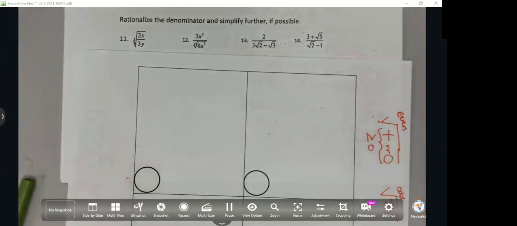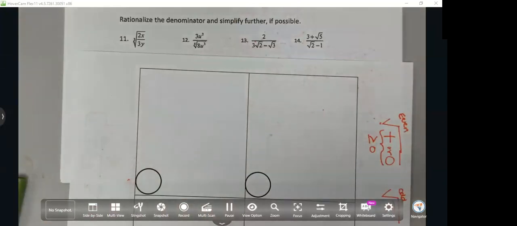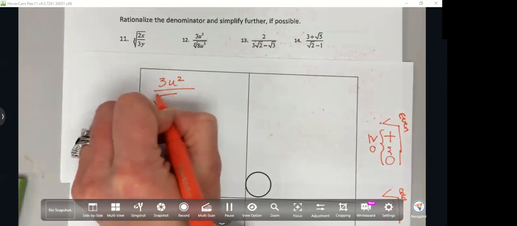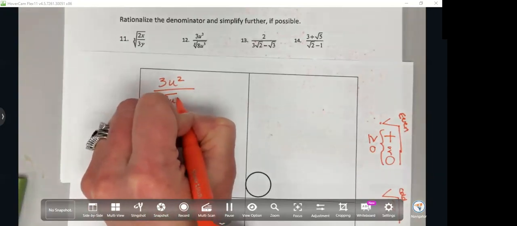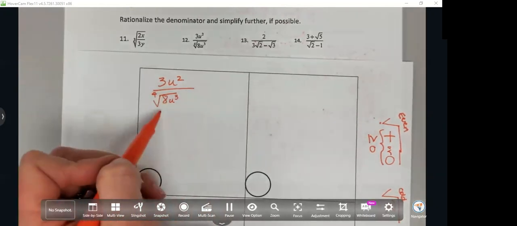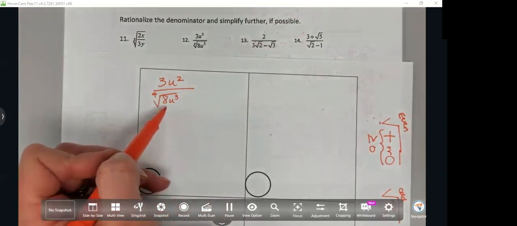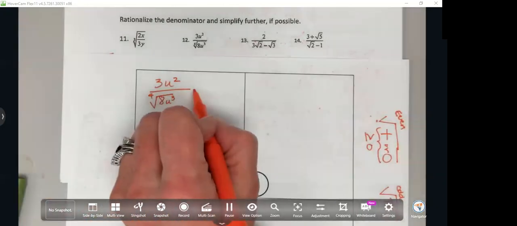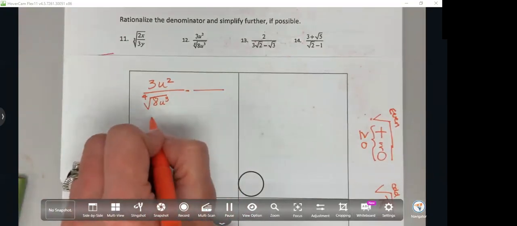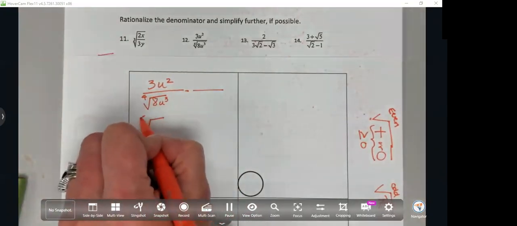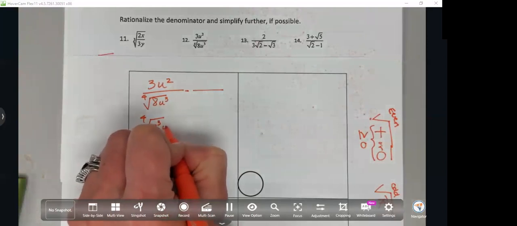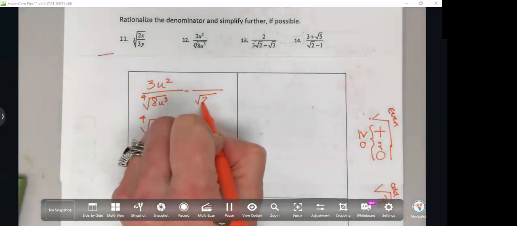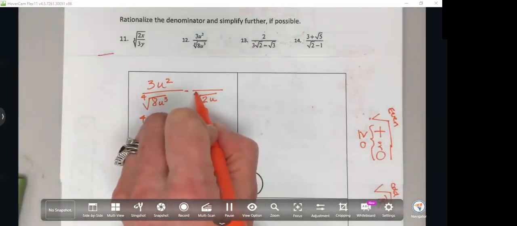Moving on, we've got 3u squared divided by the 4th root of 8u cubed. Now, let me show you. I need 4 of the same numbers. I don't care what numbers it is. I just need 4 of the same to take up this. I know that 8 can be rewritten as the 4th root of 2 cubed, u cubed. So then I just actually need 1 more 2 and 1 more u.